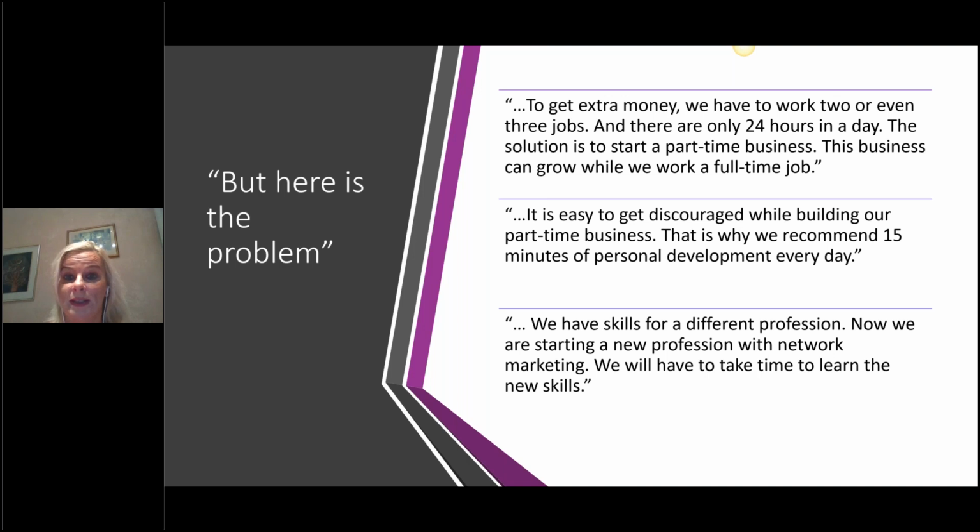But here's the problem. It's easy to get discouraged by building a part-time business. That's why I recommend 15 minutes of personal development every day. And we do. But here's the problem. We have skills for a different profession. Now we are starting a new profession, network marketing. We will have to take time to learn new skills. Okay.